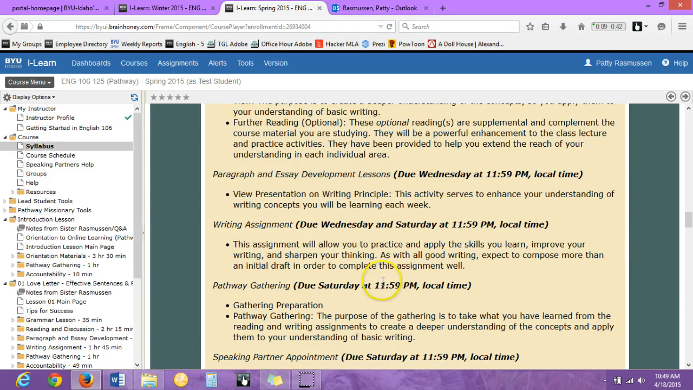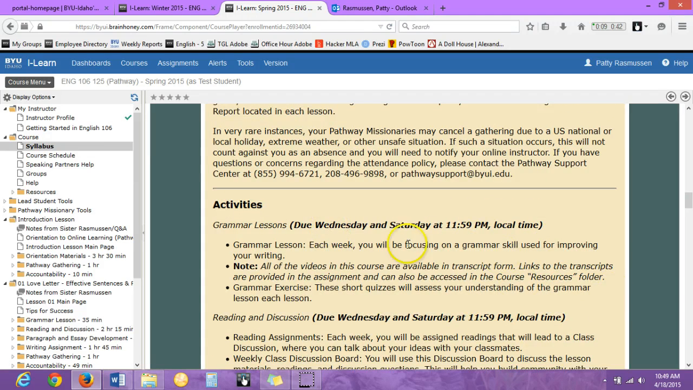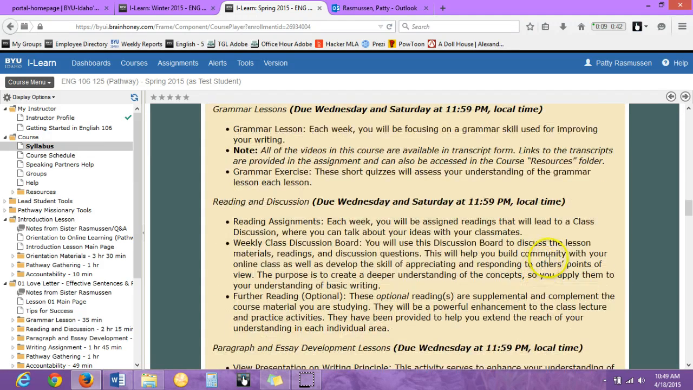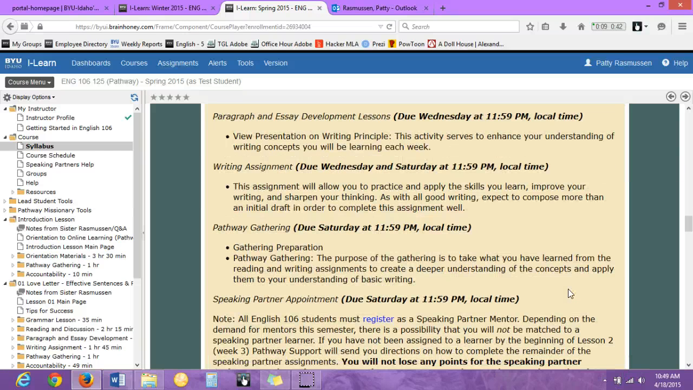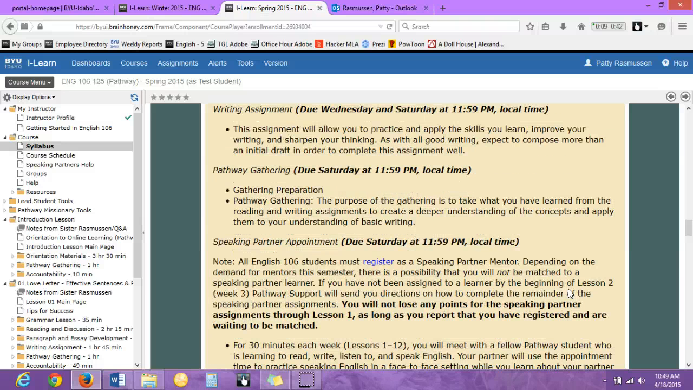So yeah, this breaks down. I'll go into the course schedule as well, but this will show you what is due each day. So like up here, the grammar lesson, by Wednesday you should have looked at all the information, and then the grammar exercises are due on Saturday. So the schedule breaks down what you should have read, what you should be working on by Wednesday, and then what assignments are due on Saturday. So if that gets a little confusing, don't worry. All will go well. You'll get the hang of it, I promise.